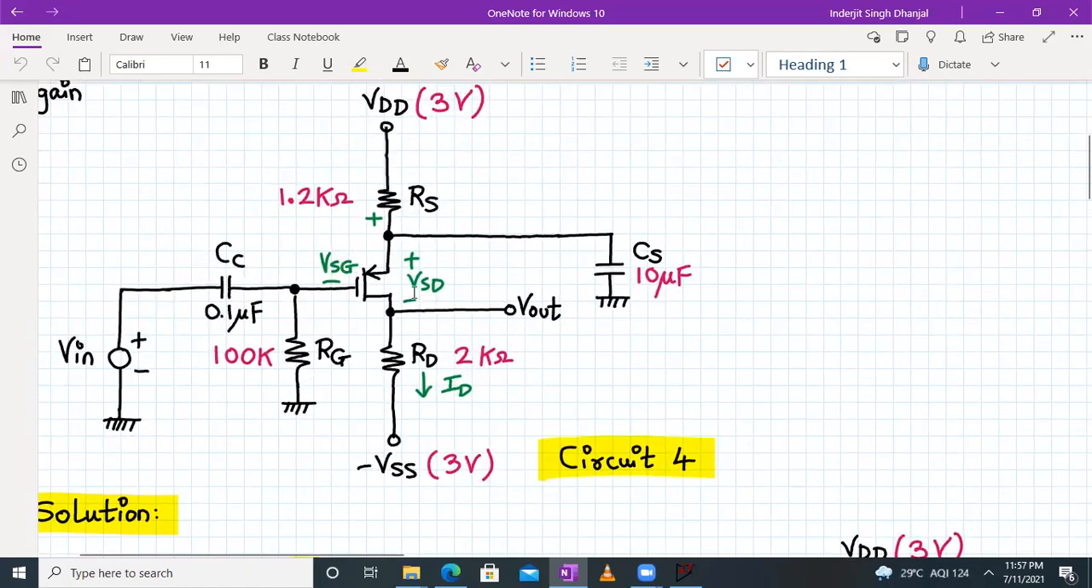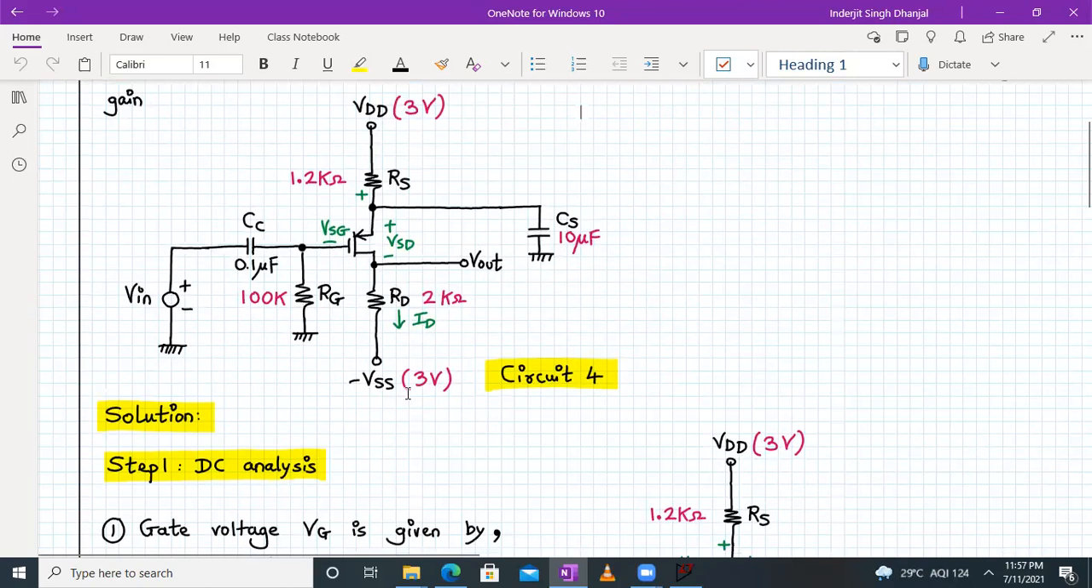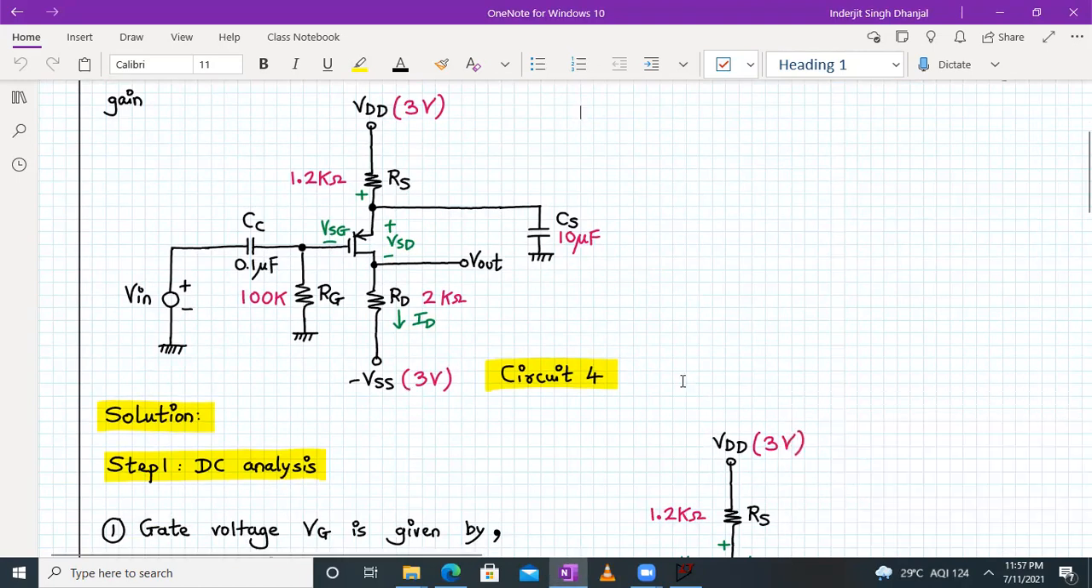We have been given a PMOS enhancement type transistor. The green color marks additions which we have made that might not be available in the actual numerical. Now let us start our analysis. Our first part is the DC analysis. For the DC analysis, all the capacitors are represented by an open circuit.